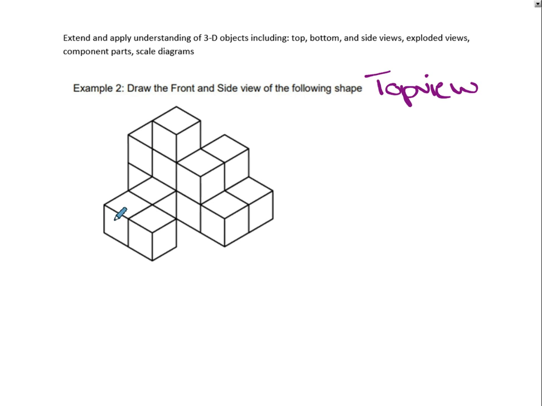So let's take a look at the front view first. So if I wanted the front view, this one would be part of my front. I could see this one. I would see this one. I would not see this one because it's going to be blocked by this first one. So we're only coloring in ones that we would see.